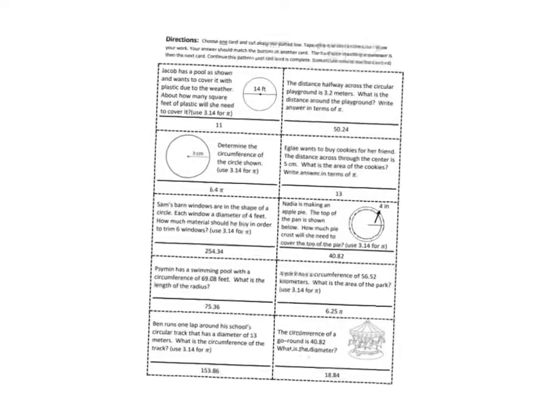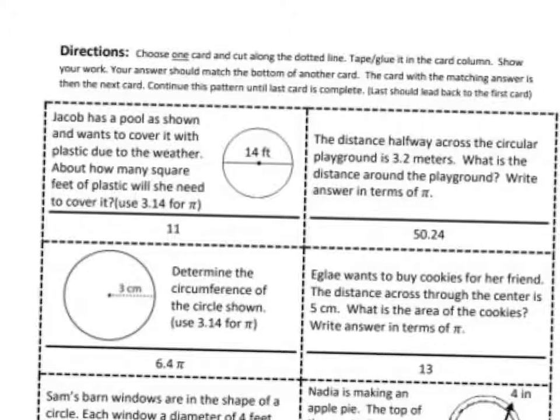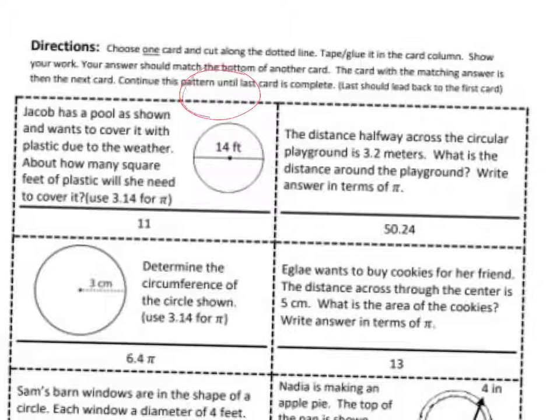This is your assignment. Okay, the directions say, choose one card and cut along the dotted line. Remember, we've done circuits before, so it's the same thing. Tape or glue in a card column, or you're going to tape it on a sheet of paper. Show your work. Your answer should match the bottom of another card. So in other words, I solved this, and this answer goes to another card. So when you go to another card, the bottom part should match this one.